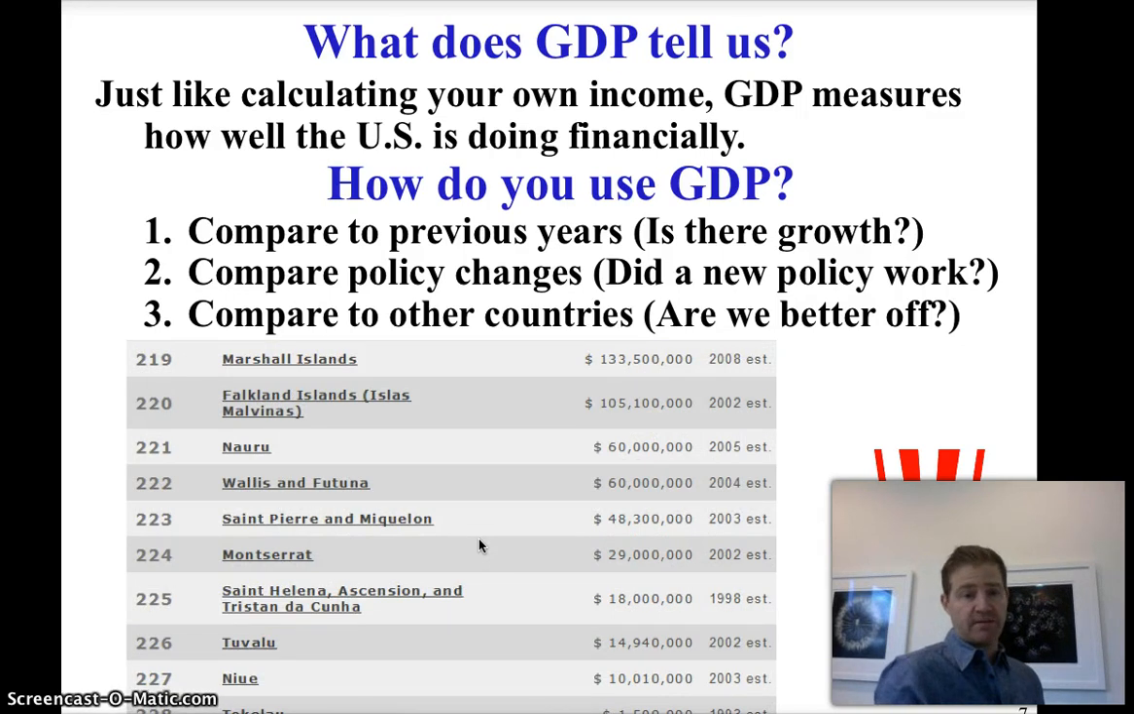You can see there at the bottom, these are the bottom countries on the list. And again, this is how much income, not even per person, how much income the entire nation together is creating. And these are some Pacific Islands, Nauru, and some others.